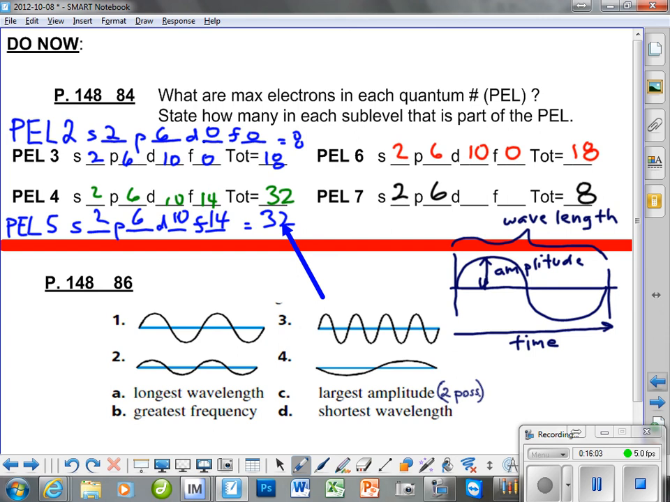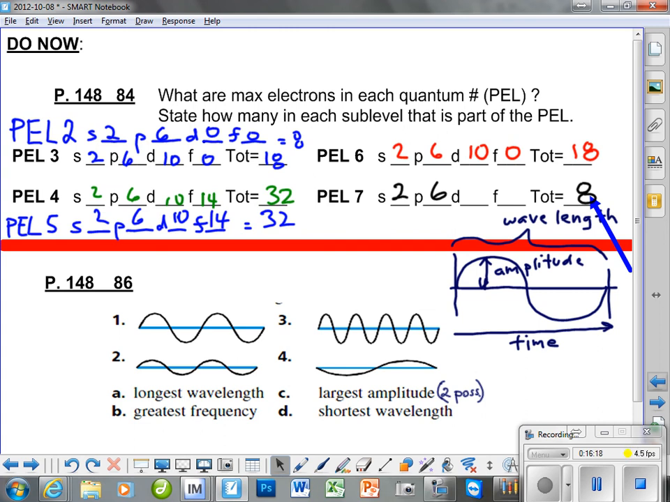And now if we look at what's going on here with all of this, we went 8, 18, 32, 32, 18, 8. The upside down triangle all over again.